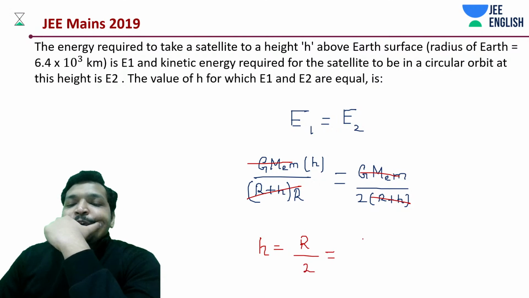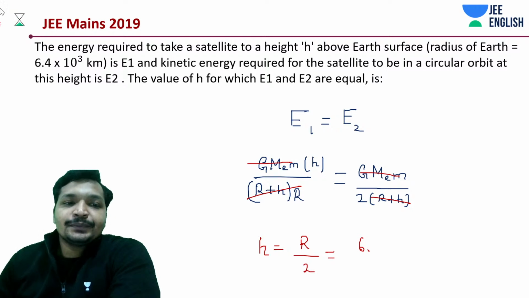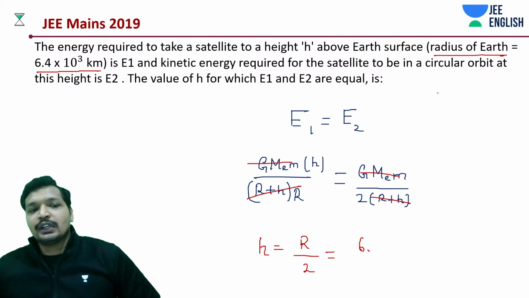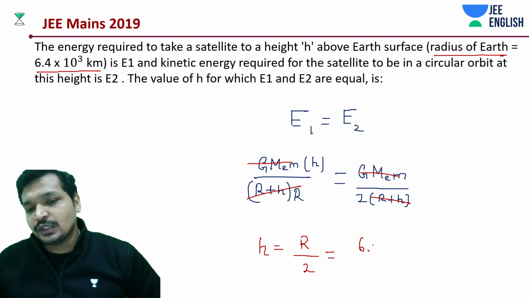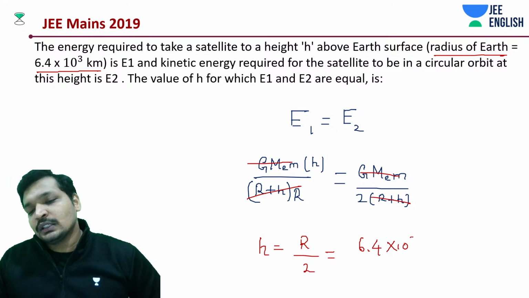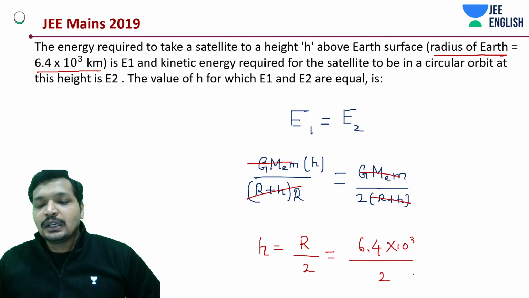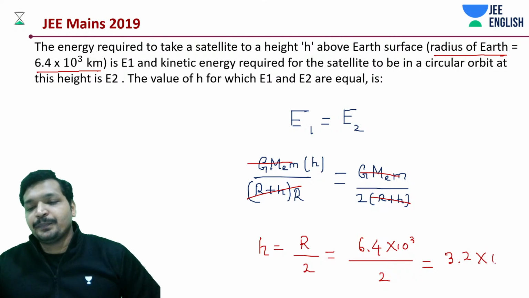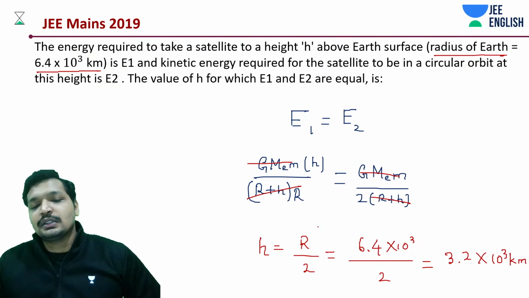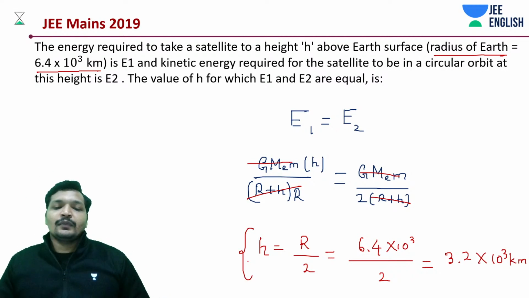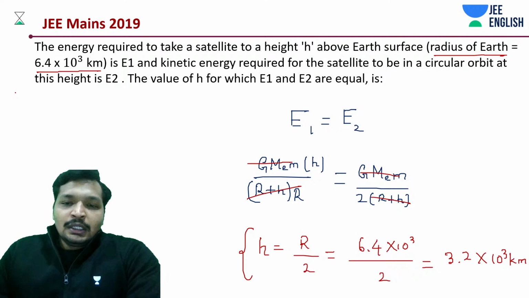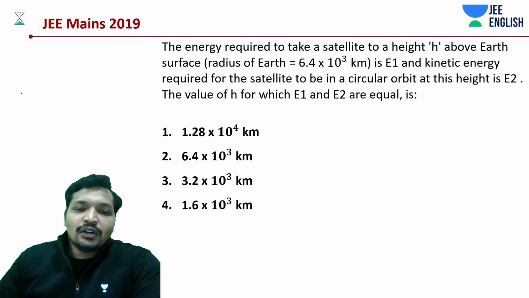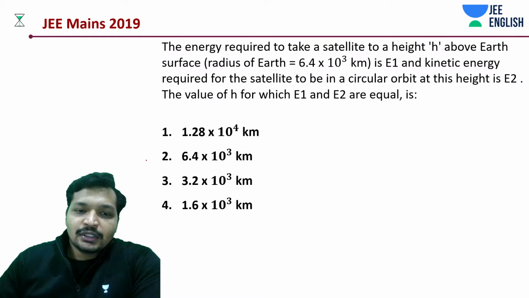What is the value of R? 6.4 is given to you, right? The radius of Earth is 6.4 into 10 to the power 3, 6,400 kilometers. Most of you know this answer. Divided by 2, this is going to be 3.2 into 10 to the power 3 kilometers. So what did you get? The height. Just simple. So our height should have been 3,200 kilometers, or 3.2 into 10 to the power 3.